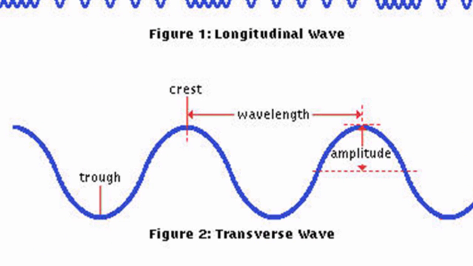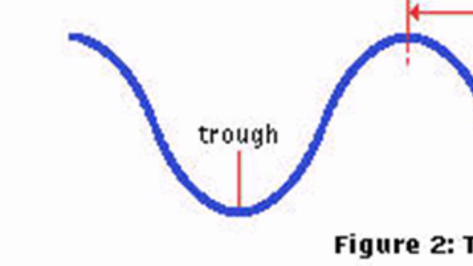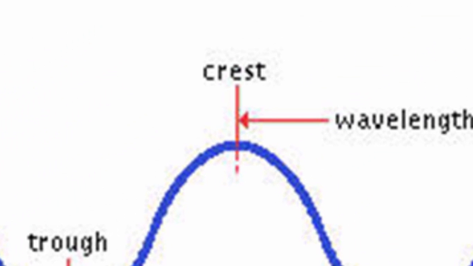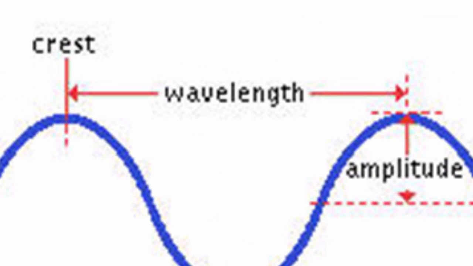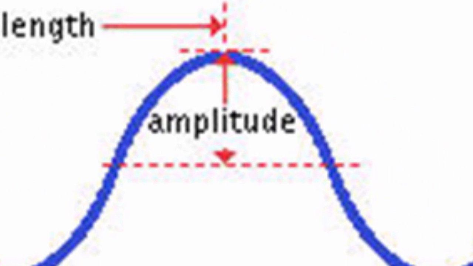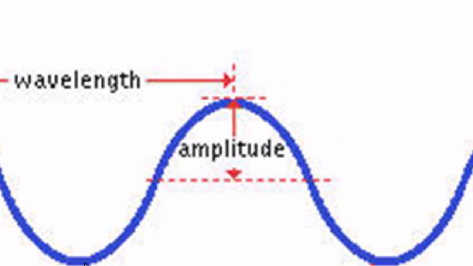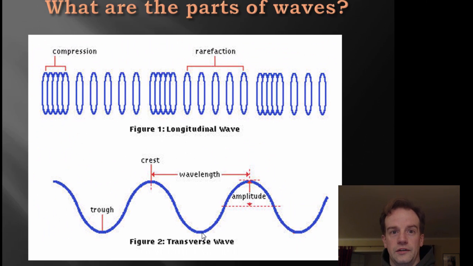For a transverse wave, which goes up and down, we have a trough, a crest at the top, the wavelength, which is the distance between two corresponding parts of a wave, and the amplitude, which is the distance from the level or equilibrium point of the wave, it's also called the normal, to the top, the crest, or the bottom, the trough. Those are the parts of the transverse wave.